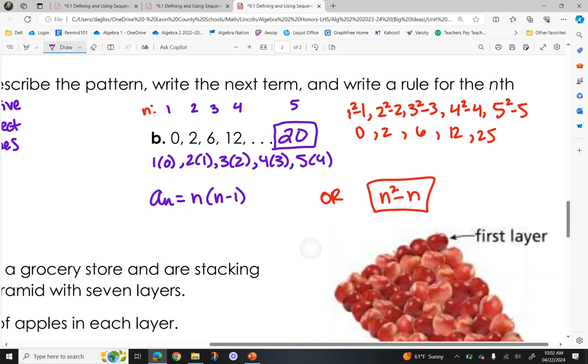What is it? No cap? I don't know what those words mean. No cap. No cap? Okay. But that means truth, right?